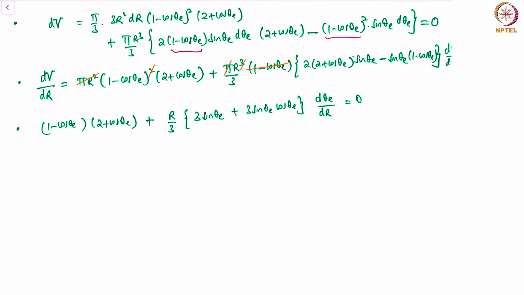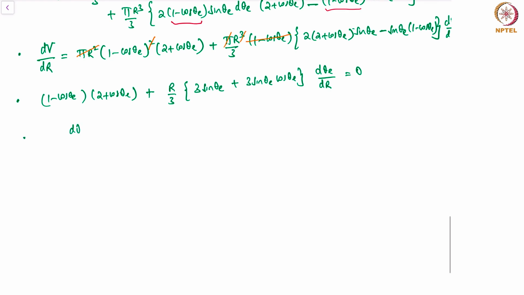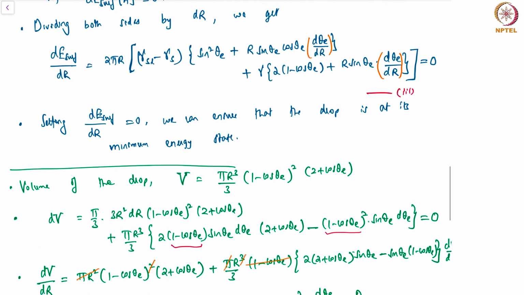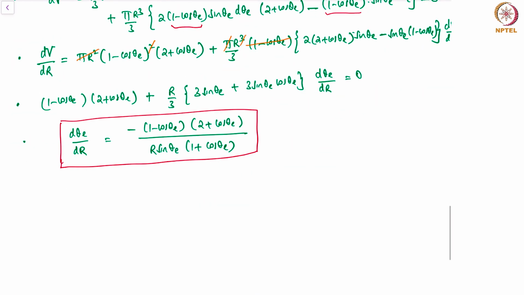So from this we therefore get d theta e by dr is nothing but minus of 1 minus cos theta e times 2 plus cos of theta e divided by r sin theta e times 1 plus cosine of theta e. So by imposing the variation in the volume to 0, we have got this d theta e by dr, which is the unknown thing in equation number 3. So let's label this relationship number 4, right?